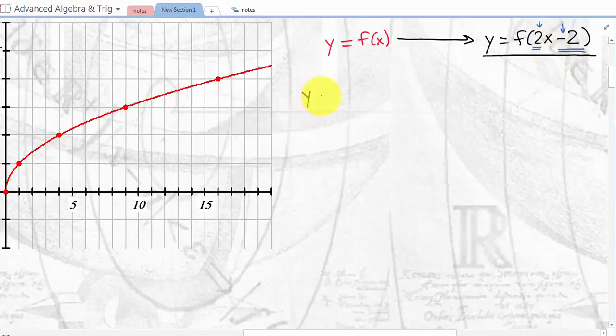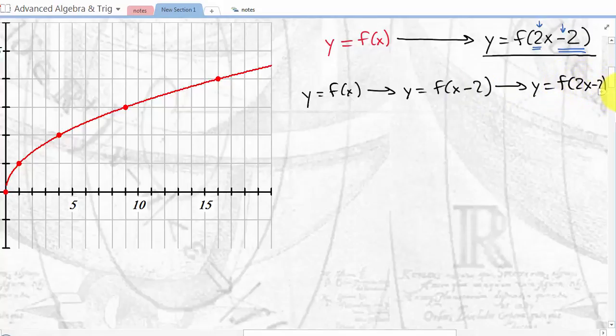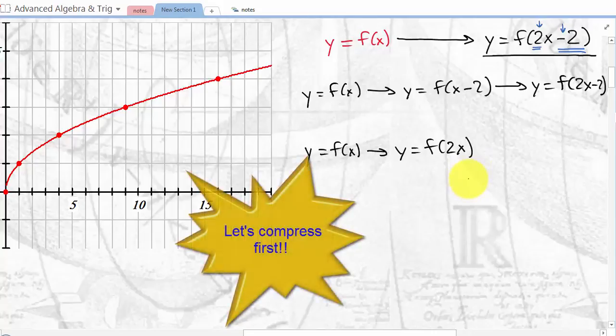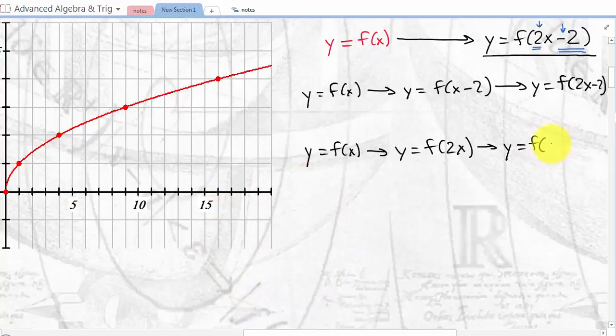All right, which one do we do first? Well, we have a choice. We can do y equals f of x, then y equals f of x minus 2, then y equals f of 2x minus 2. So first translation, second compression. Or we could do y equals f of x, then y equals f of 2x. Let's dilate first. And then let's translate this 2 units to the right, of course.